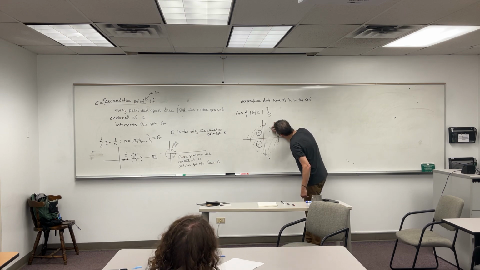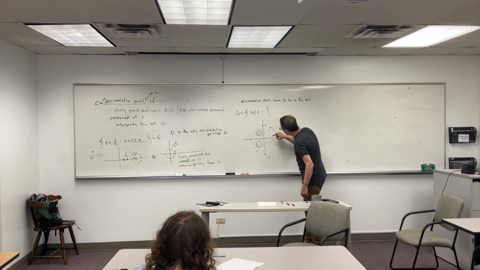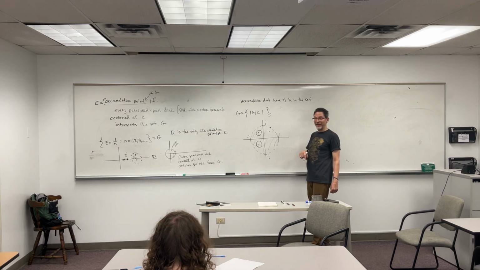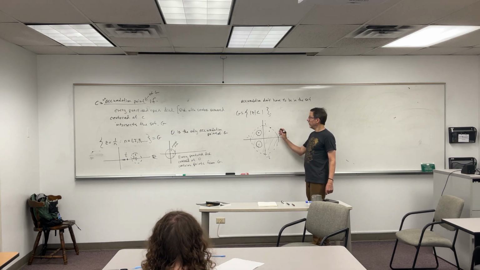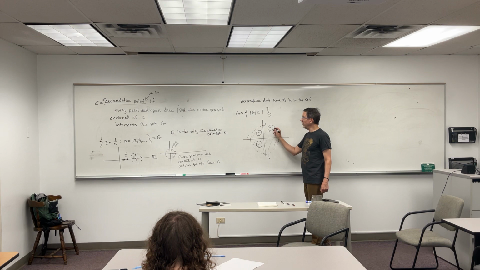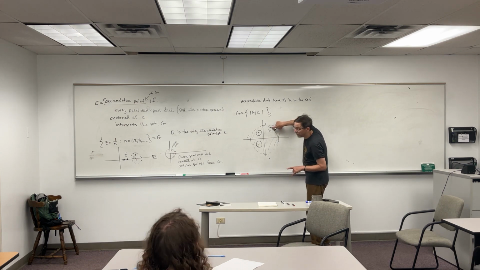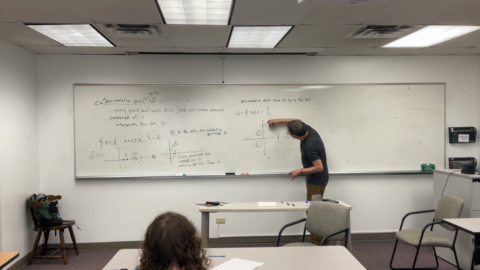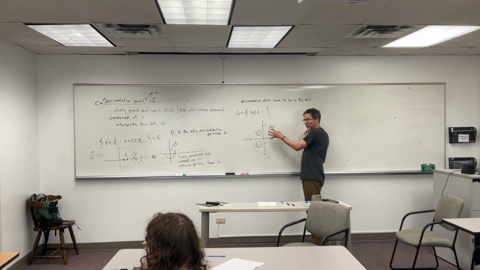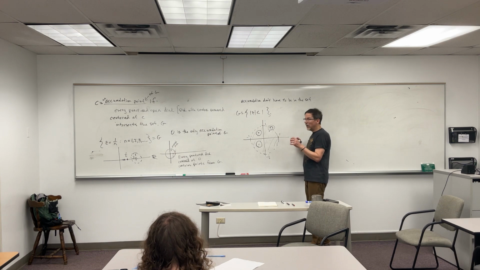Here's a point on the boundary. Is that an accumulation point? Yes. Draw disks around it. Can you find a disk that doesn't intersect the set somewhere else? Can you find a disk around this dot here that doesn't somehow touch stuff in the set? You can't. So this is an accumulation point.